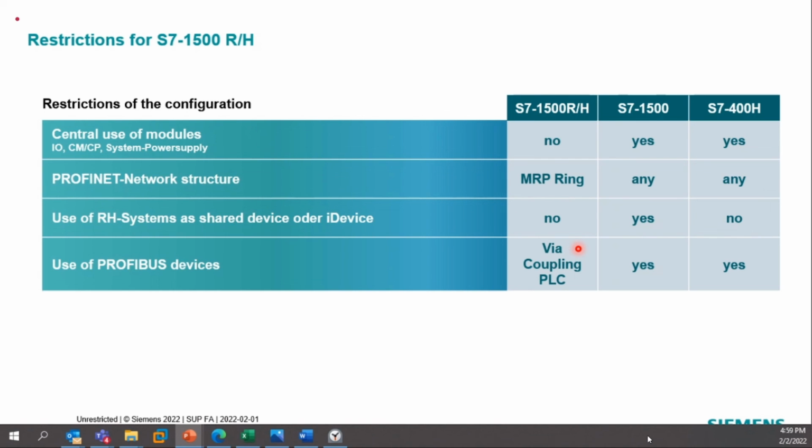Profinet network structure: only MRP is supported. Open ring is not possible with 1500 R/H like you do in 400 R/H. Use of the R/H system as a shared device or older I-devices is not possible. Profibus devices can be used only via coupling by a PN/PN coupler. At this moment, there is no possibility of using a PN/DP coupler.